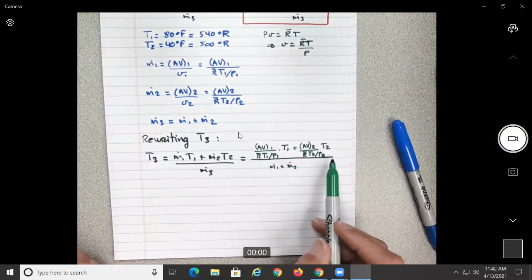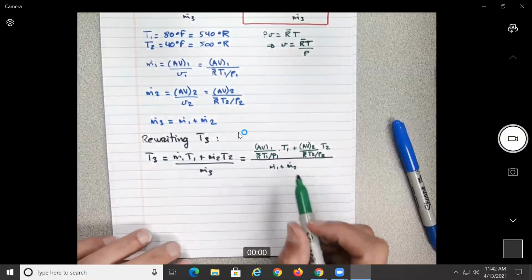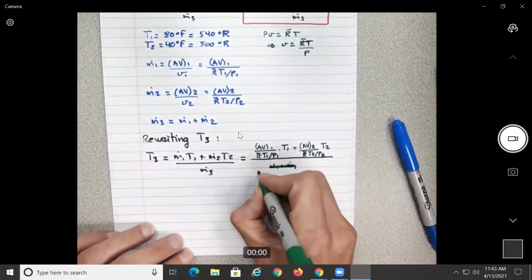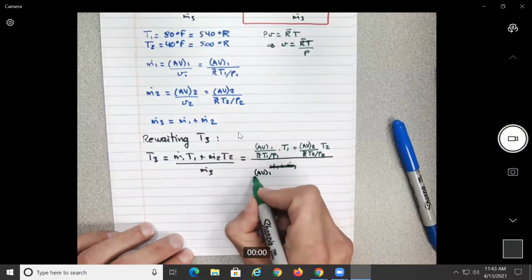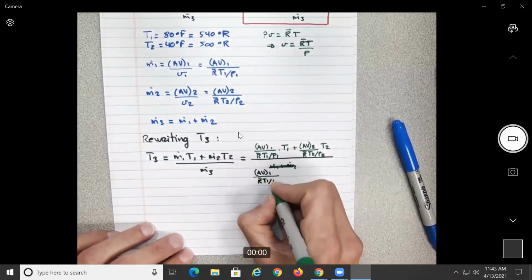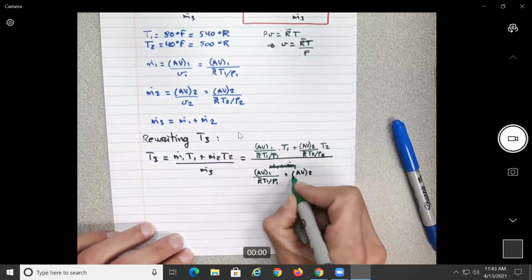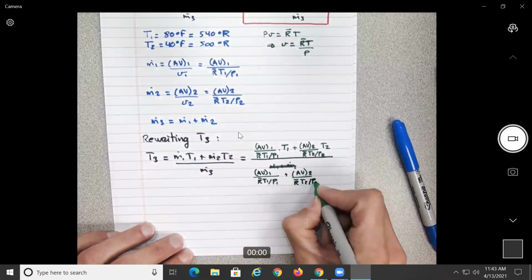So if we do it this way, then M3 will be equal to what? So we can do it that way. So M3 will be equal to what? So let's see, it will be equal to A V1 divided by, so the temperatures will come over here, R bar T1 over P1 plus A V2 divided by R bar T2 over P2.